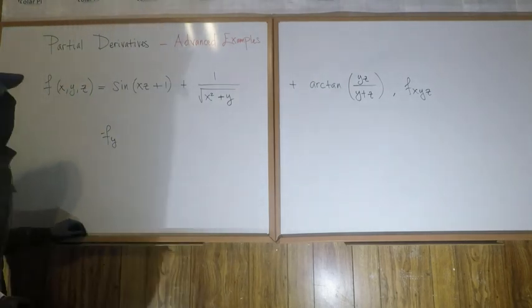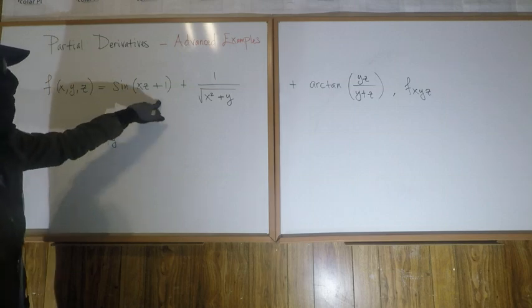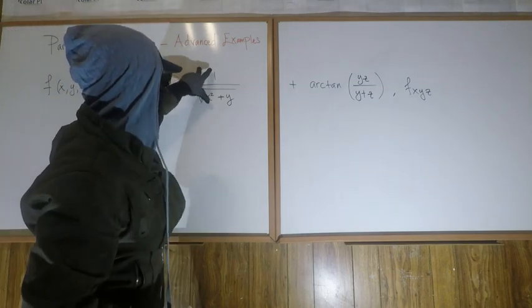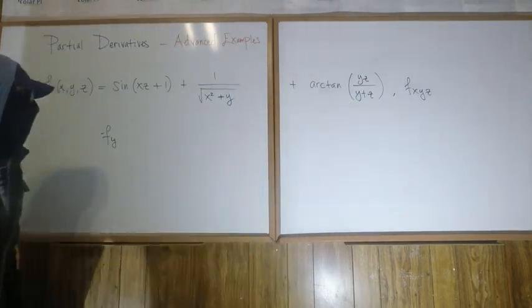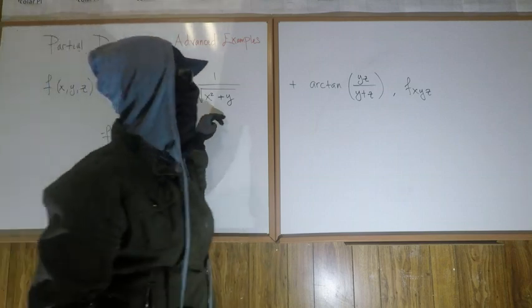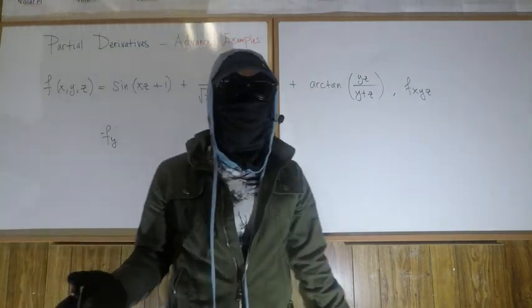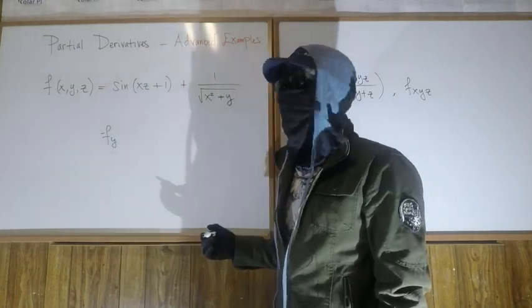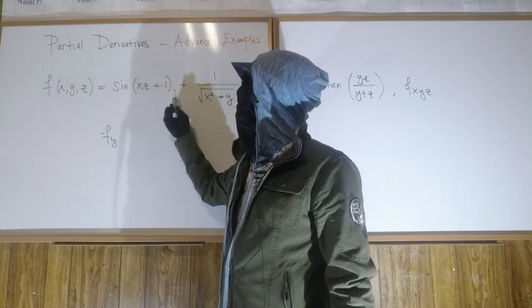If we start with f_z, then this has a z, so it's not a constant. This is a constant, so it'll turn to 0. And this has a z, so it won't turn to 0. And if we start with f_x, this is not a constant, this is not a constant, but this is. So each has an advantage. And I don't know why, but maybe out of instinct, I want this gone.